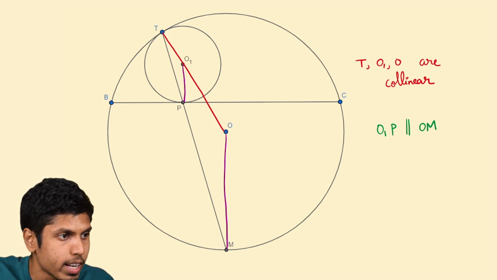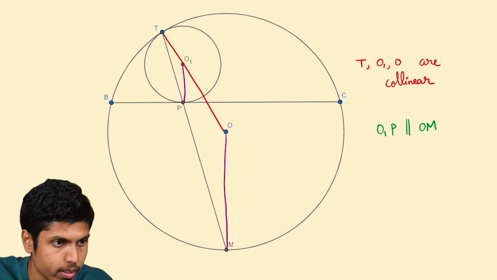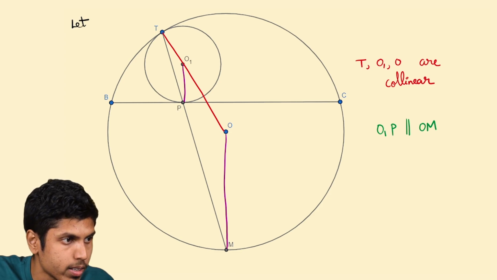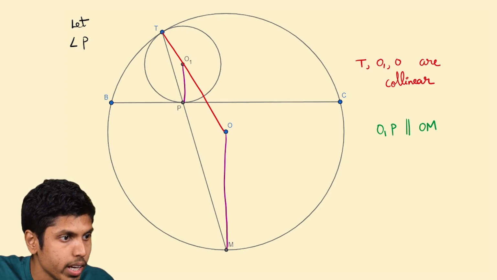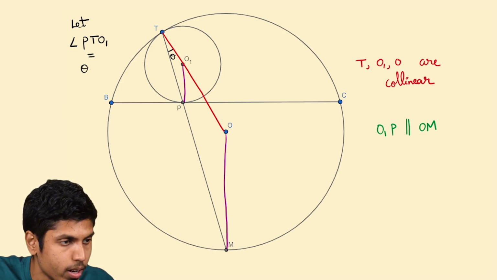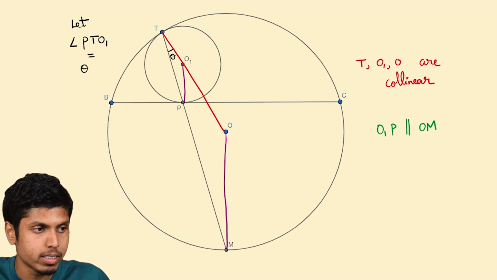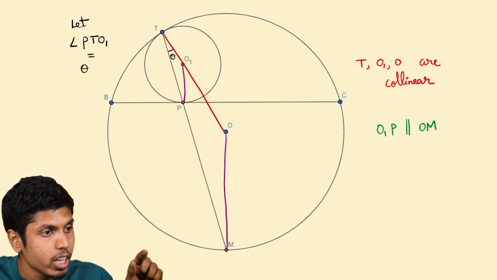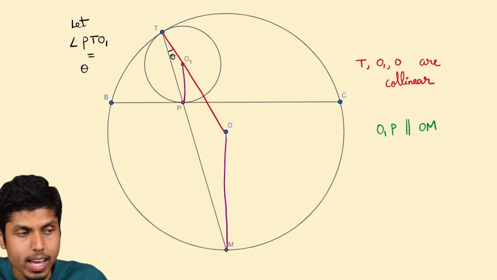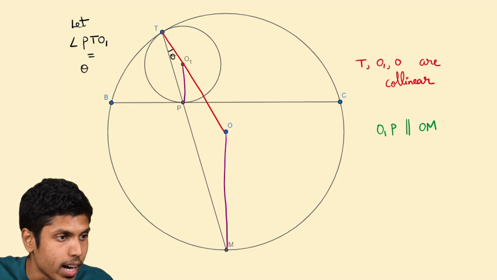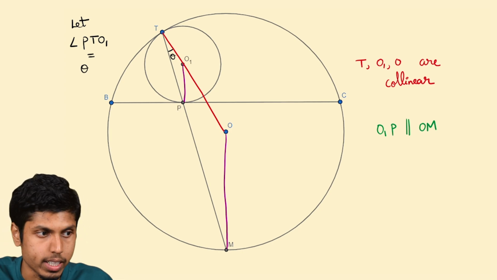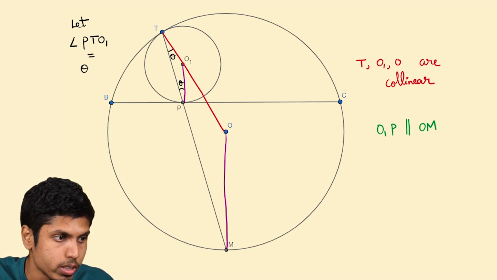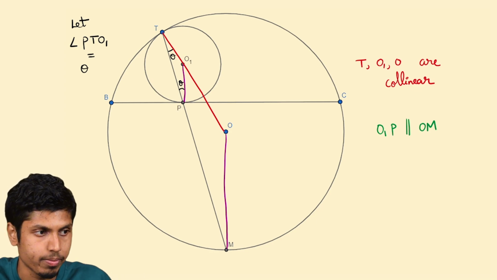First, let angle PTO1 be equal to theta. So this angle will be theta. Alright, since that angle is theta and TO1 and PO1 are radii of the smaller circle, angle O1PT will also be theta because it is an isosceles triangle.